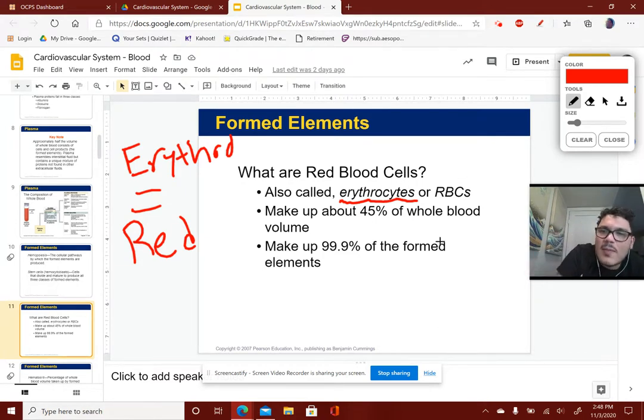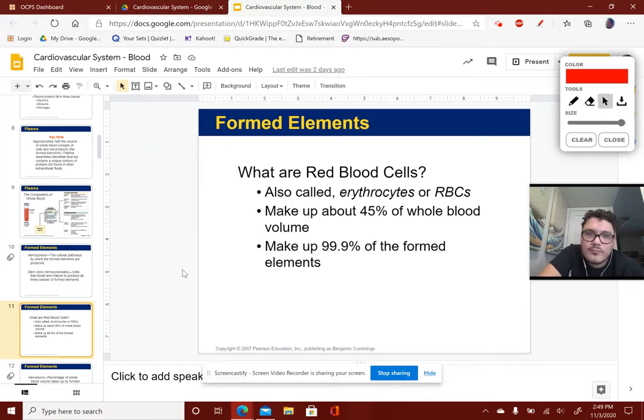Red blood cells make up 45% of whole blood volume. Wait a second. I mentioned how plasma makes up 55% of the whole blood, and now red blood cells make up 45%. 45 plus 55 is 100. So where are the white blood cells? Where are the platelets? They're there. It's just that it's not exactly 45%. It's more like 44.9, because red blood cells make up 99.9% of the formed elements. So the vast majority of formed elements that we observe are going to be red blood cells. And there's a reason for that, as we're going to discuss in today's video.